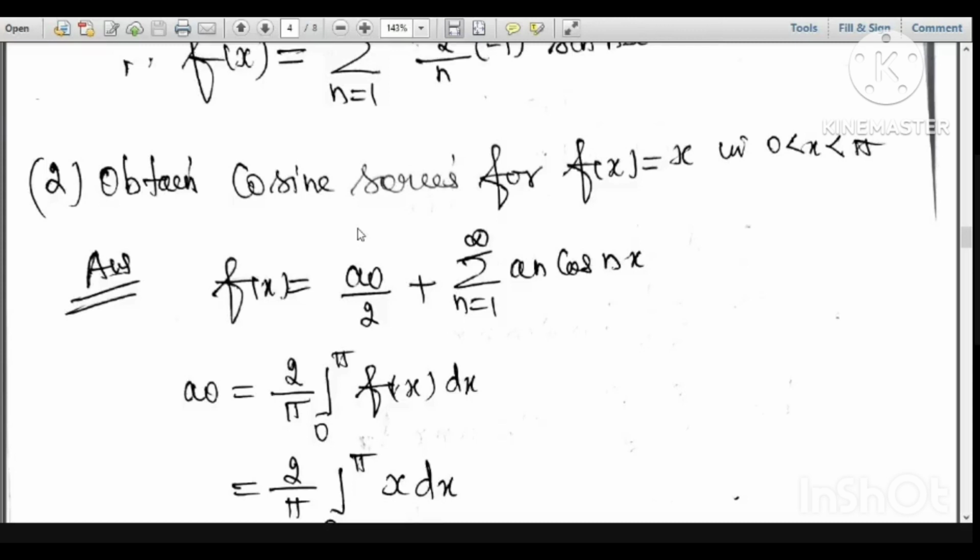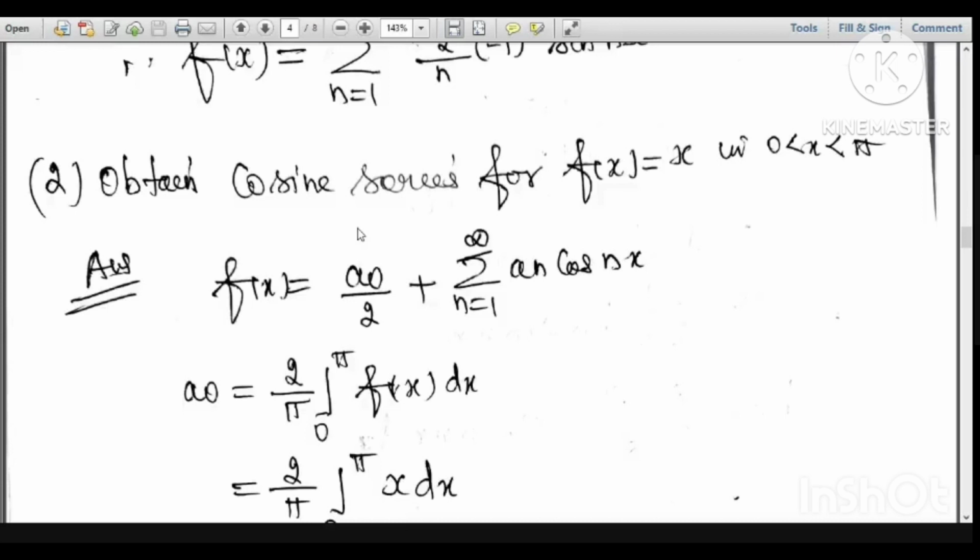That's why obtain sine series means odd function. In an odd function, an will be 0. So the Fourier series is summation n equal to 1 to infinity bn sin nx. So it has only sin nx. That's why we are calling it a sine series or half range sine series. So half range cosine series, half range sine series. Half range cosine series means even function. Half range sine series means odd function.